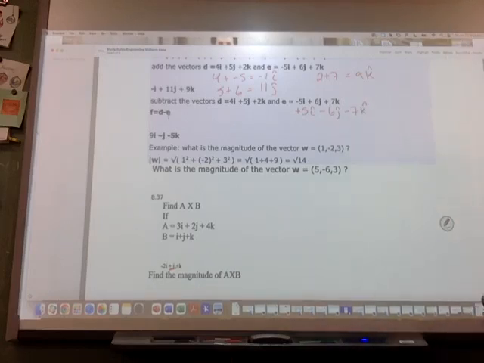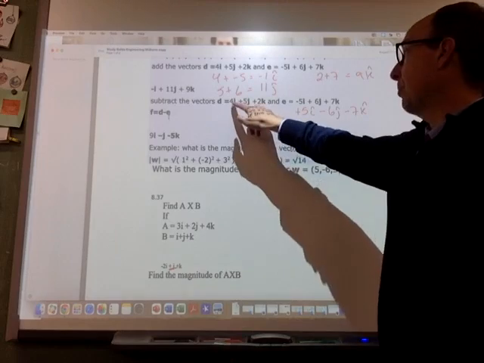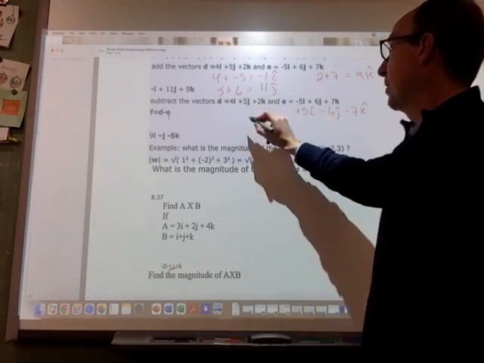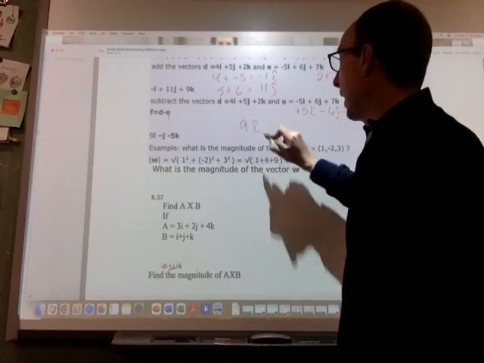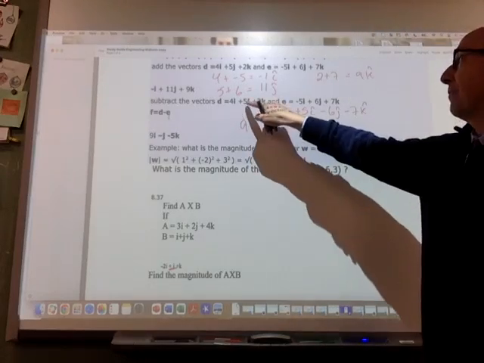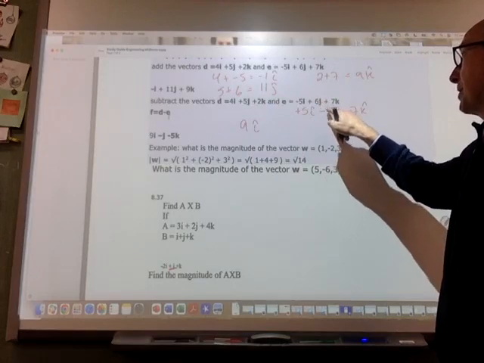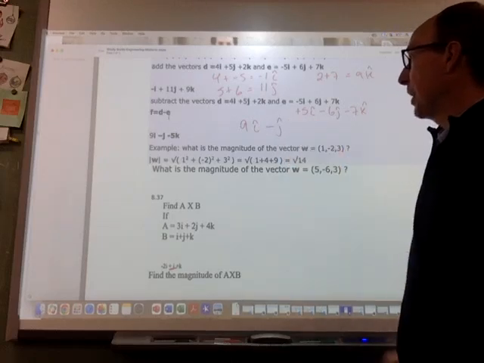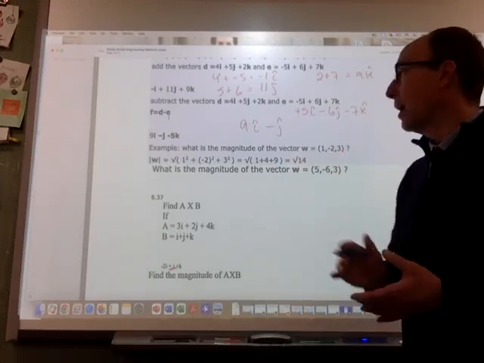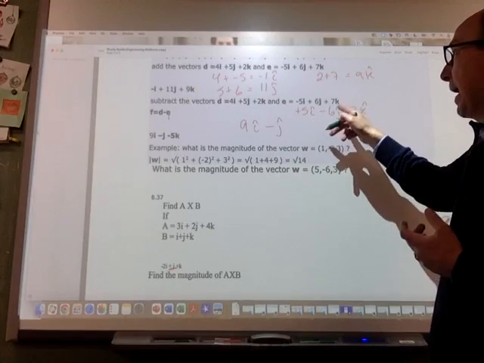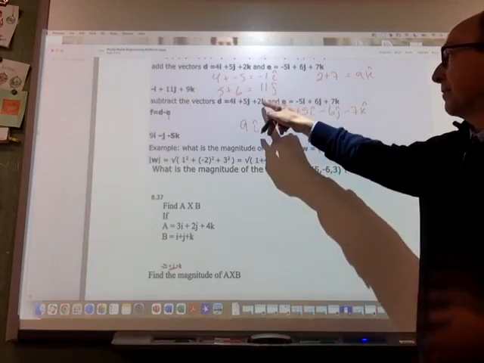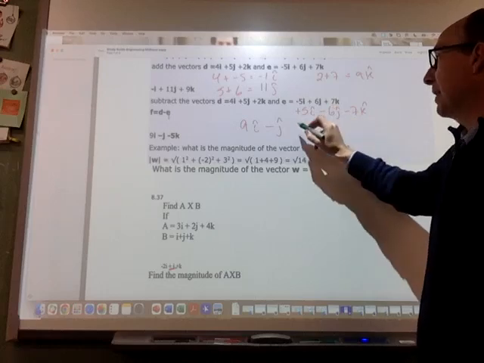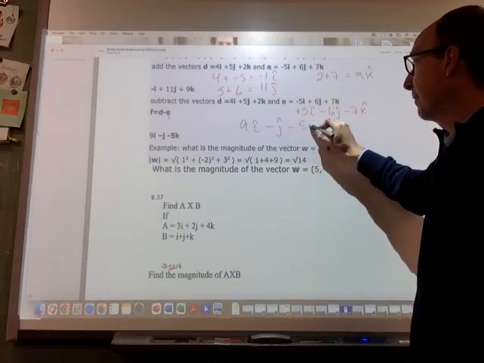And so then when I add the components, my i hat component would be 4 plus 5, which is 9 i hat. I would have 5j hat plus negative 6j hat, which would be negative 1j hat. We don't have to write the 1 in there. And then for my k hat, I would have positive 2k hat minus 7k hat, which would be minus 5k hat.